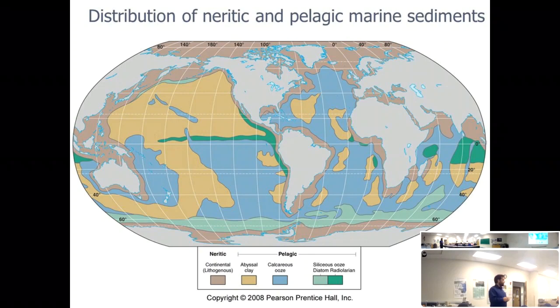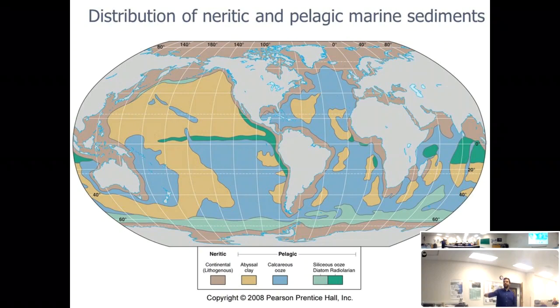Now when you look at the deep ocean, what is composing the sediment in the deep ocean? Yeah, you see a lot of that yellow color. The yellow color is called abyssal clay. Does anybody know what the word abyss means? Bottomless pit. Yeah, like a bottomless pit. So it's deep, right? So these are like the deep ocean. Abyssal clays are like the deep ocean clay.